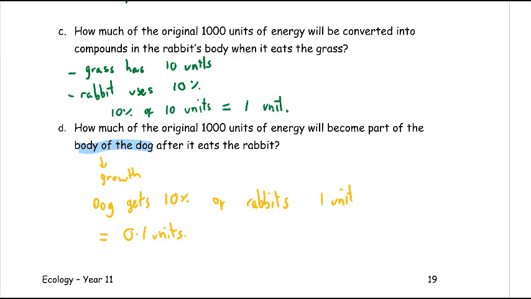So how much of the original 1,000 units of energy will become part of the body of the dog after it eats the rabbits? So in other words, how much of that energy is used for growth? The dog gets 10% of the rabbit's 1 unit, so the dog gets 0.1 unit.